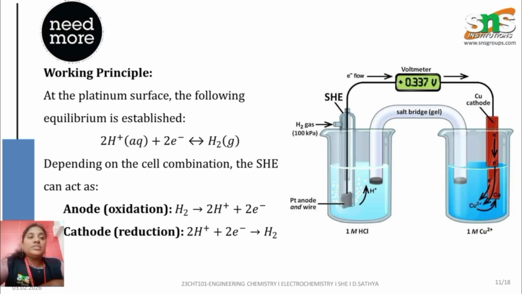We know the standard hydrogen electrode potential, and the voltmeter reading is 0.337 volts. So we can use this formula: E cell is equal to E cathode minus E anode. We know the other part, the cathode. Here the H plus ions at the platinum surface gain electrons to give hydrogen. So depending on the cell combination, the SHE acts as an anode or a cathode. That means it can act as an anode, or it can also be a cathode, it's very active.